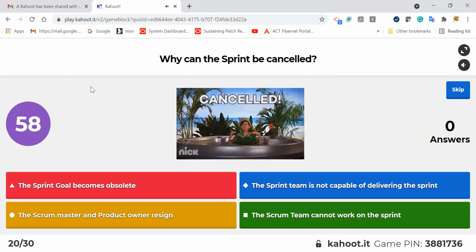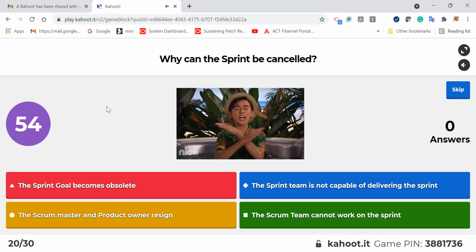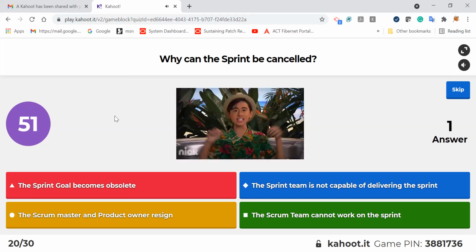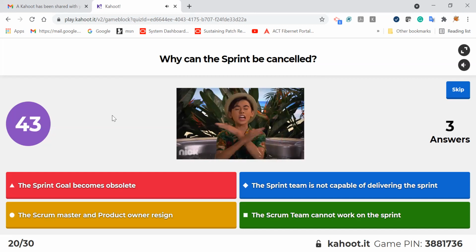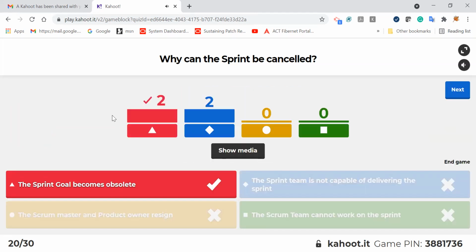Why can the sprint be cancelled? I don't know why the second answer is not correct. The sprint team is not capable of delivering the sprint. In this case, we will not cancel the sprint. We will learn from the failure. If we are not able to deliver, that's fine. Why we have not delivered, and whether we can move these items to the next sprint, will be discussed in the sprint retrospective.